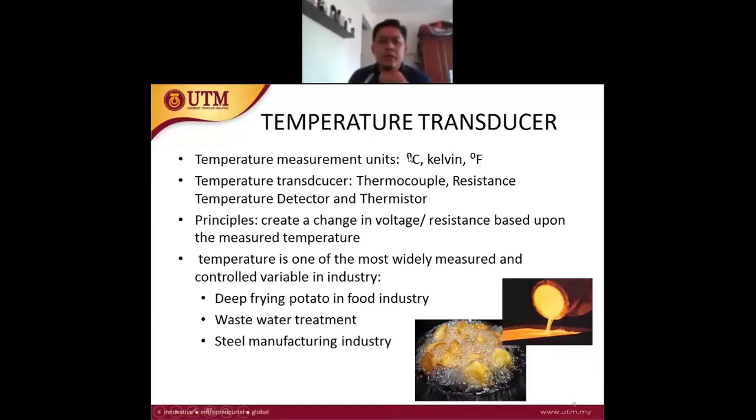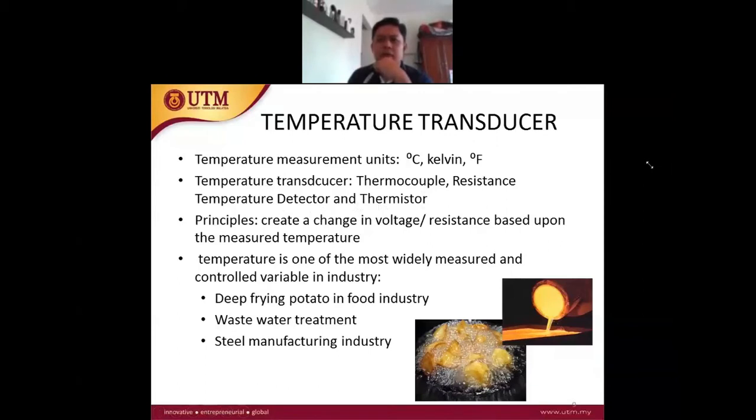So basically, we are using the degree Celsius. In this class, we will look into the three types of temperature transducers, which are thermocouple, resistance temperature detector, and also thermistor. So we will look into this.